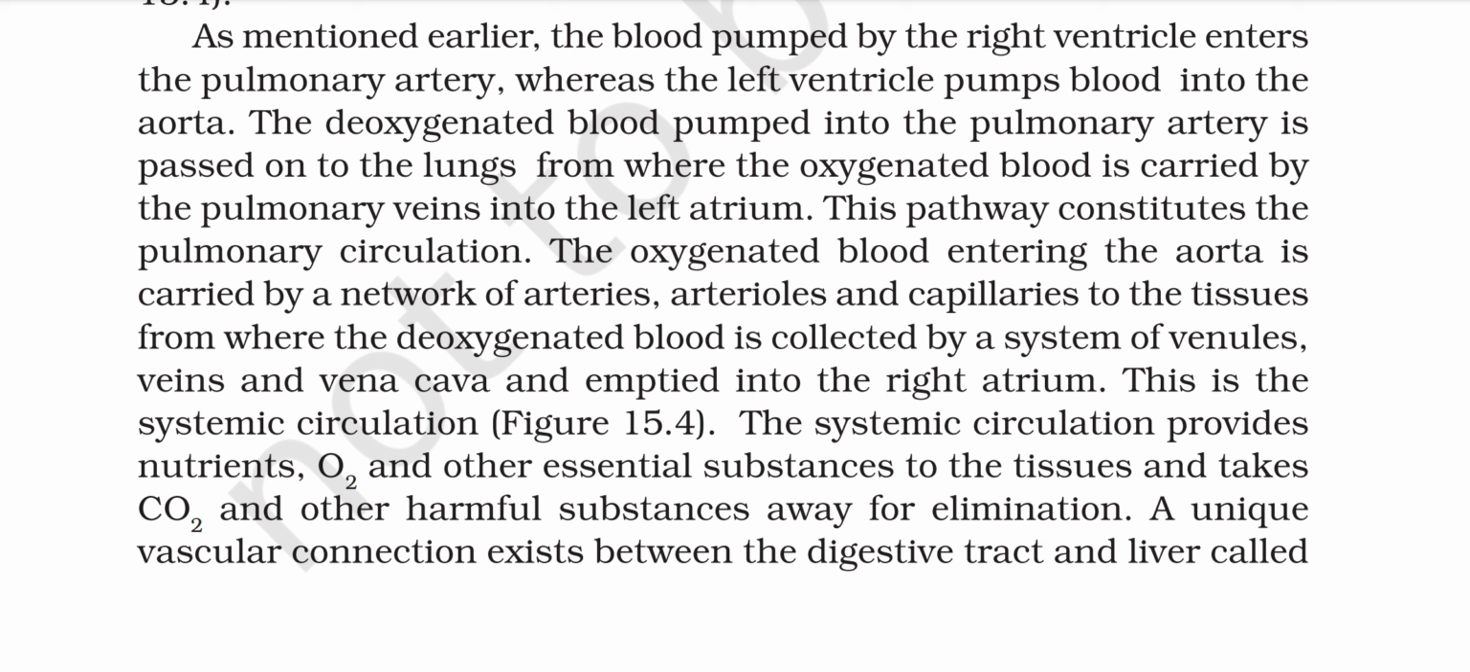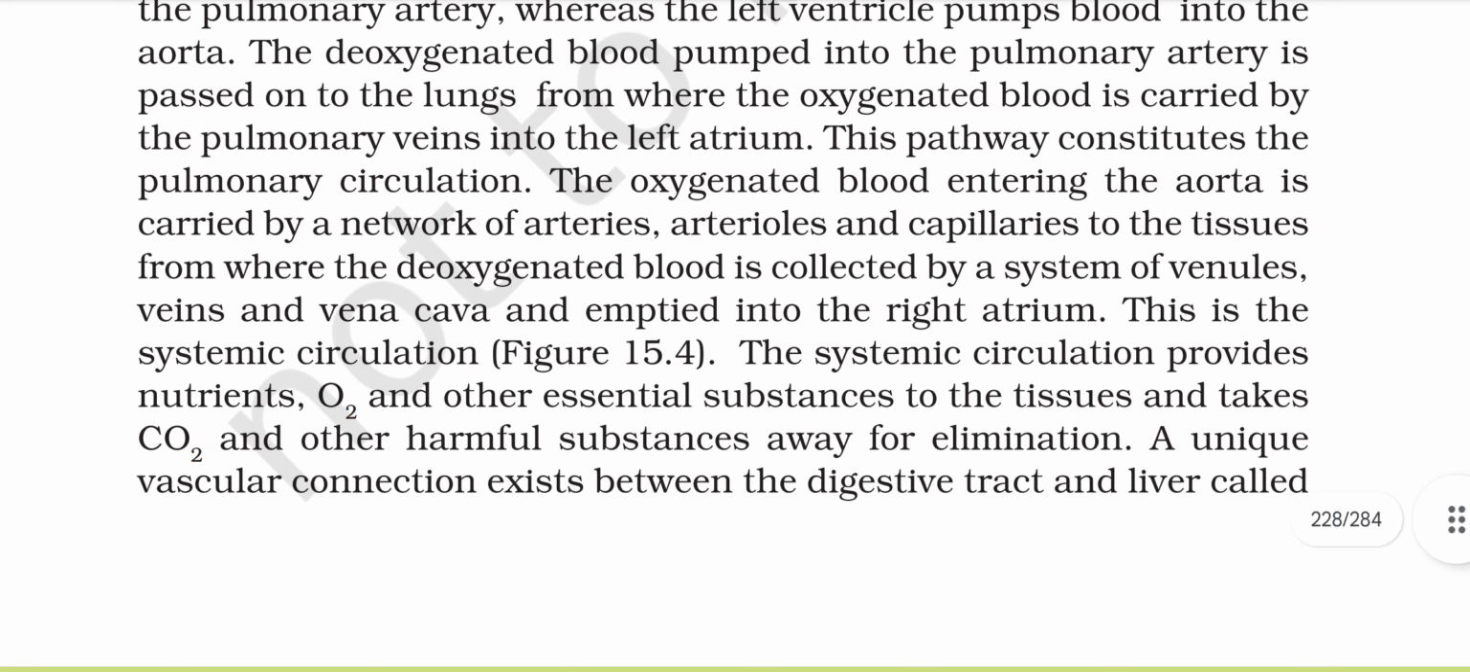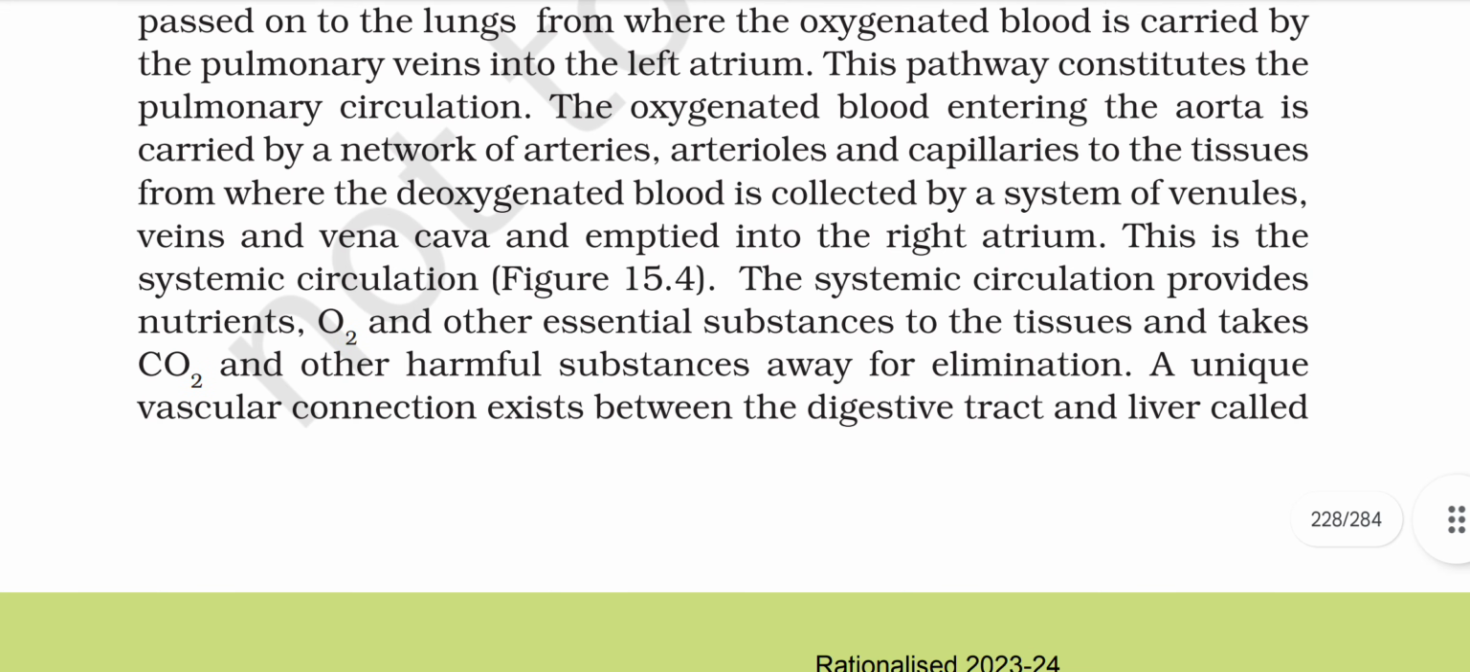This pathway constitutes the pulmonary circulation. And the oxygenated blood entering the aorta is carried by the network of arteries, arterioles, and capillaries to the tissues, from where the deoxygenated blood is collected by the system of venules, veins, and vena cava, and emptied into the right atrium. This is called systemic circulation.